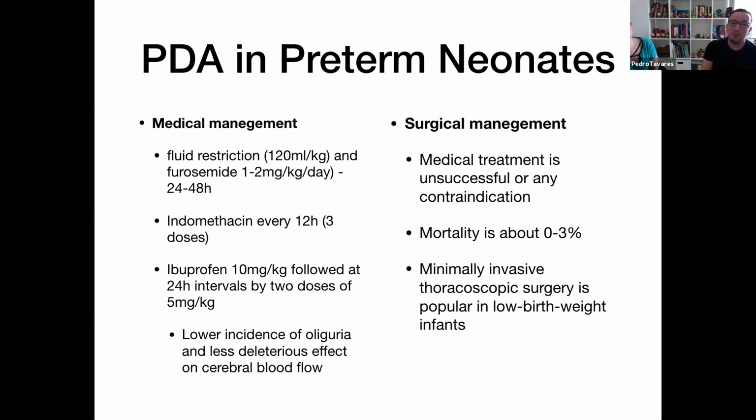Indomethacin we can use every 12 hours for 3 doses, and this protocol is more common. And ibuprofen we can use at about 10 milligrams per kilo, followed at 24-hour intervals by 2 doses of 5 milligrams per kilo. Ibuprofen seems the safest to treat these patients because of the lower incidence of oliguria and less deleterious effect on cerebral blood flow.